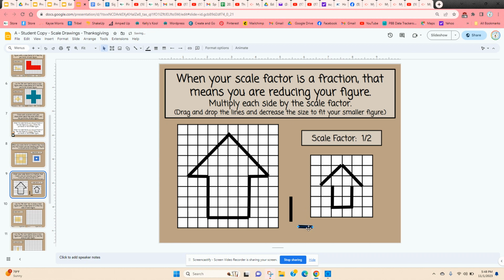So again, just click, let them play around with this. Just click and hold on these little blue circles, and then they can make them shorter or longer. Move them where they like. Okay, so there we have another figure that is reduced by a scale factor of 1/2.